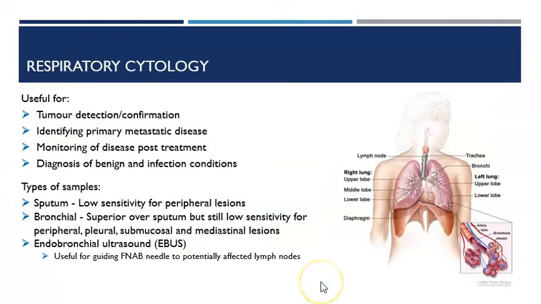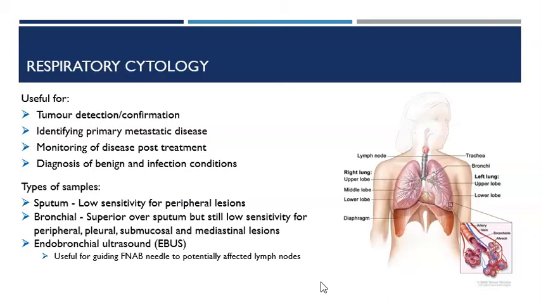So moving on to respiratory cytology. Now in respiratory cytology, we're sometimes looking for infectious agents. I'll be focusing on non-infectious cytology here. We're typically looking for tumour detection.